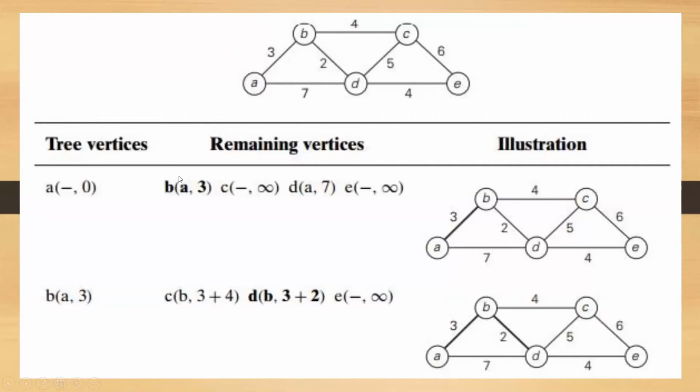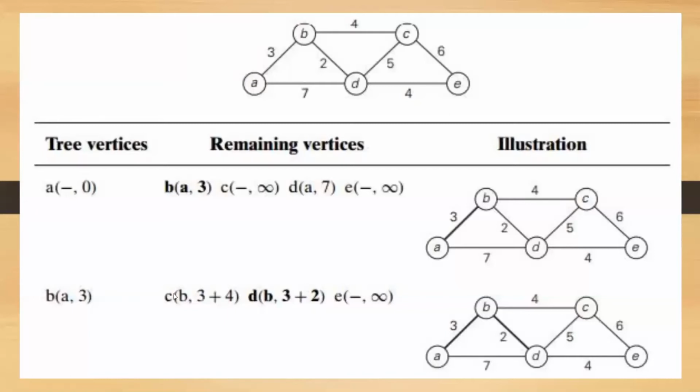Now choose whichever is minimum cost. So B is having minimum cost. Therefore, you take this B and add it to the set of tree vertices. Now B becomes part of the tree vertex. Okay, now we have chosen this B, and this B is now part of the subtree. So if you look at the first diagram here, now A and B are connected with a thick line. It means that the subtree has been generated.